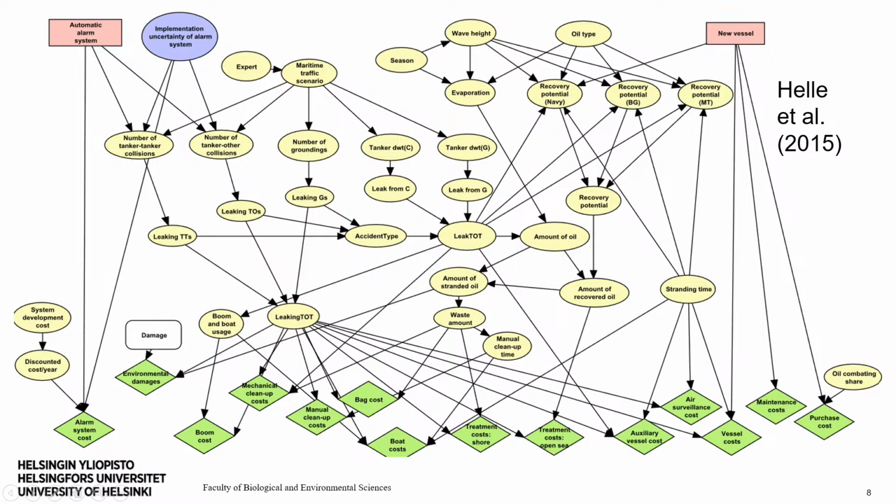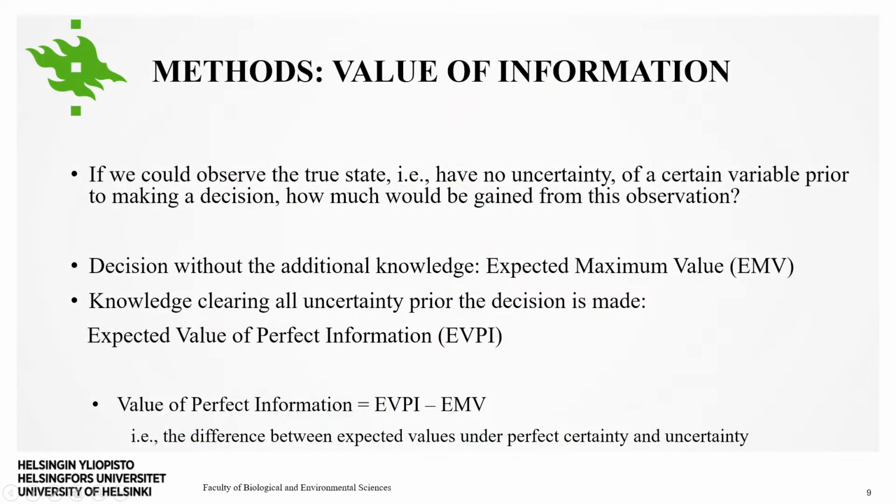According to this network, the alarm system is the cost-beneficial policy implementation that should be chosen. So that's why I wanted to include this uncertainty in this policy decision, to see how sensitive it might be to the introduction of different policy implementation uncertainty levels. And then value of information, of course, tells us how much we gain if we could observe the true state of a variable before making the decision.